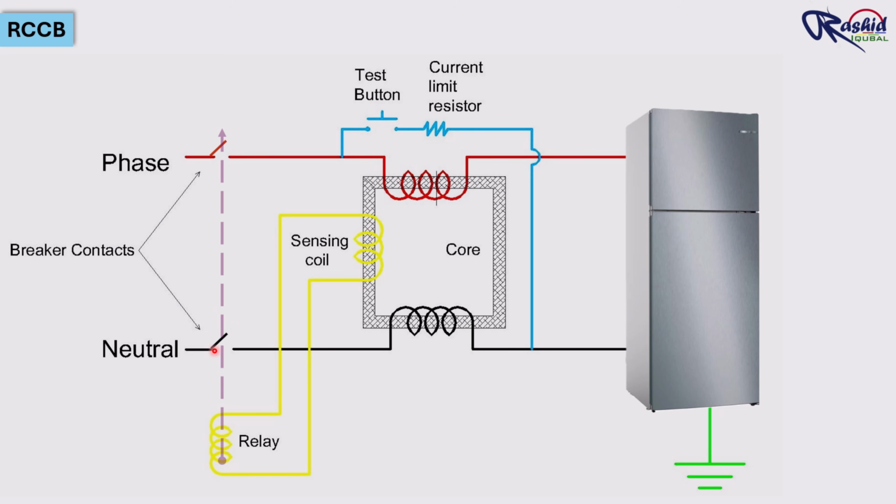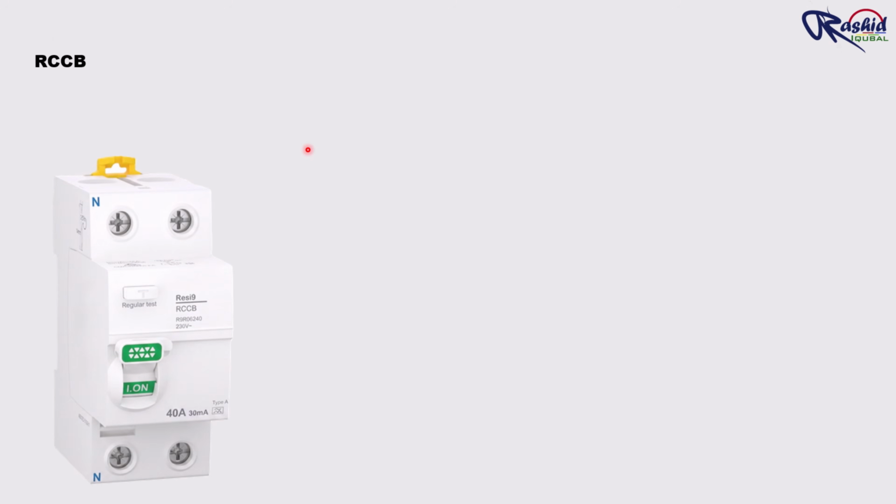So the complete working principle of the RCCB is simple. It continuously compares the current going out through the phase wire and the current coming back through the neutral wire. If there is any difference, it will trip. Immediately it will trip.